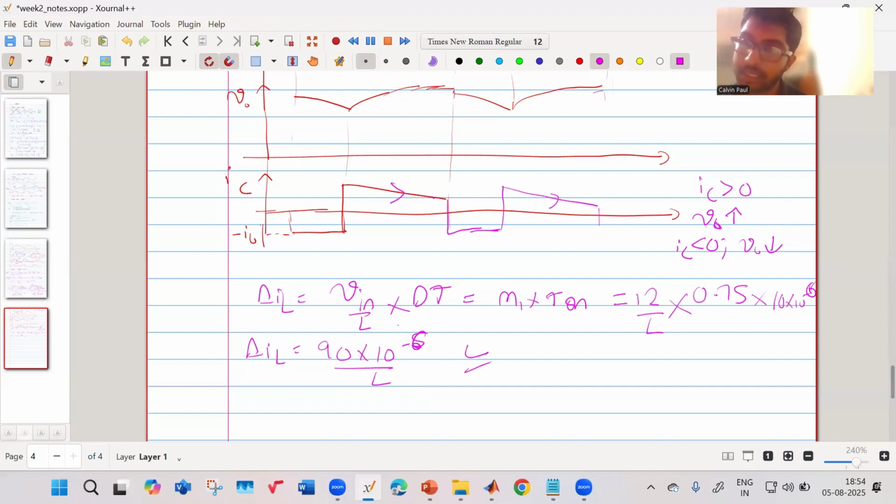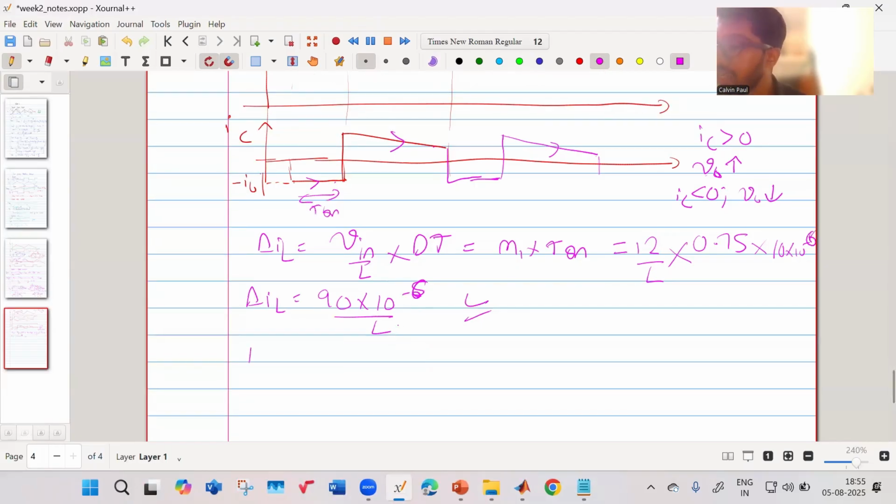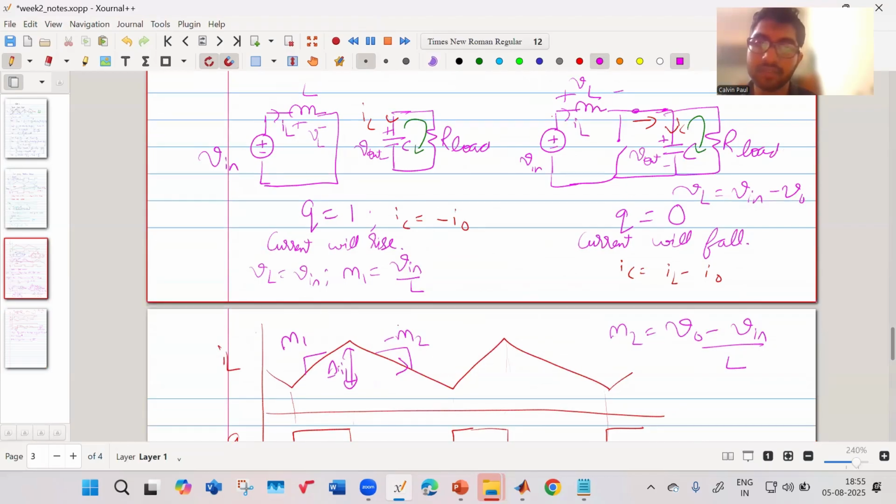Now for the output voltage ripple, this is what I was saying is, when my switch is on for T on time, my current to the capacitor is minus I output. So my delta V output is equal to my I output into the on time by C. So this is the expression for the output voltage ripple. So this is actually equal to I output into dt upon C. D and T we know, we don't know what is I output. How do we find out I output? What is given to us?